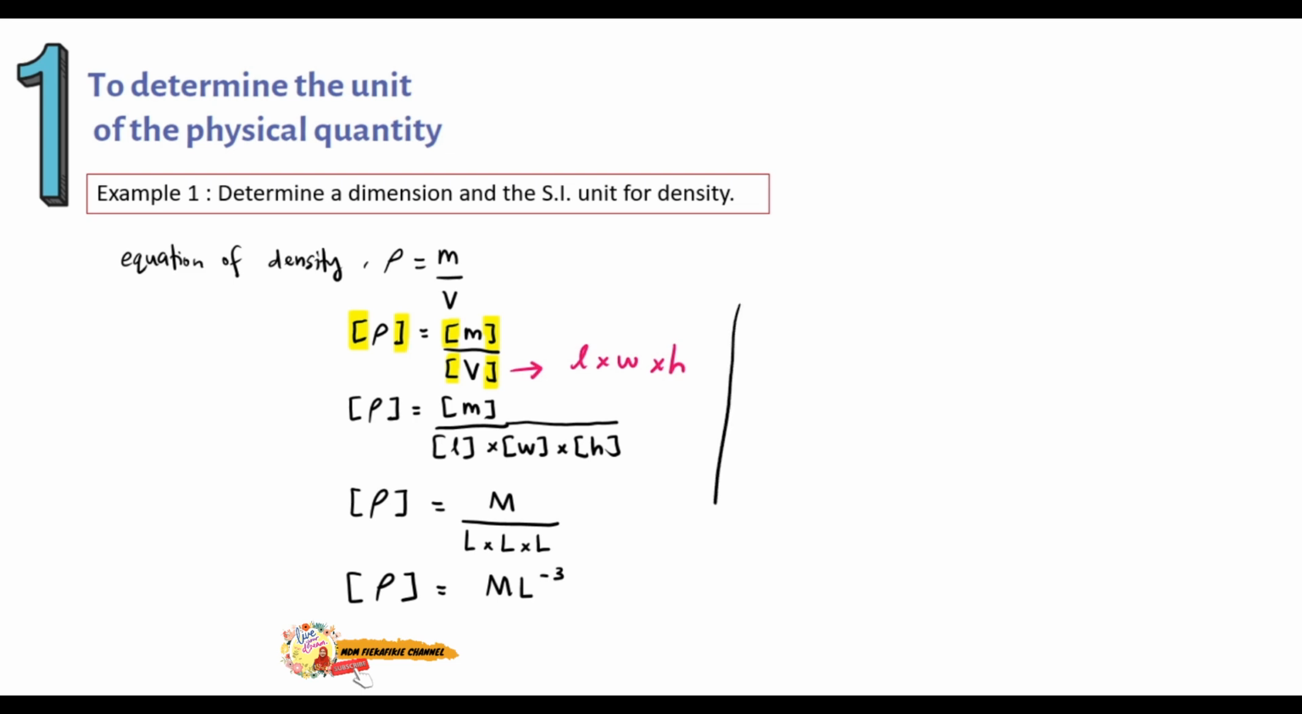Okay, but the SI unit of density, so SI unit of density is equal to M is mass, so the unit for mass is kg, and L is the length, and the unit of length is meter. So that akan jadi kg m negative 3. Okay, so this is the answer. Okay, alright, so finish example number 1.